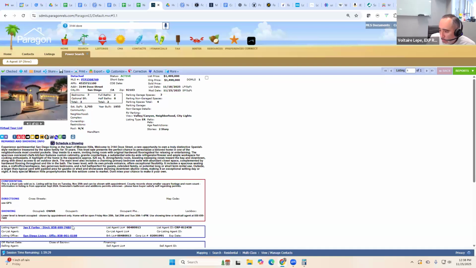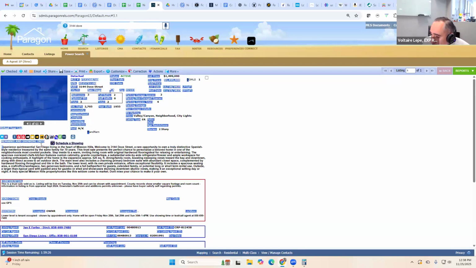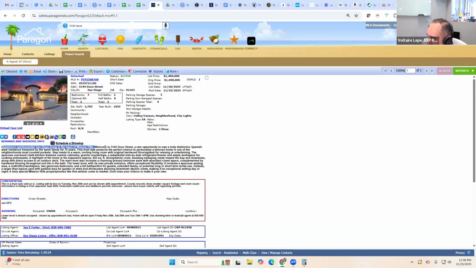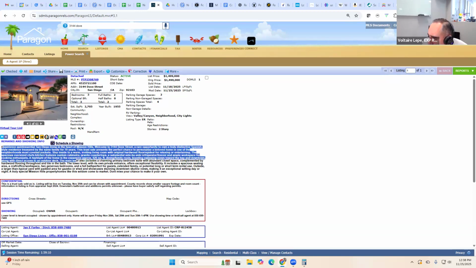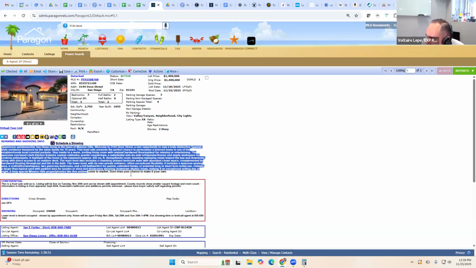All right, so now let me read it. Experience quintessential San Diego living, Mission Hills, Dove Street. Opportunity to own a truly distinctive Spanish style residence, 70 years in the same family. The trust sale presents the perfect chance to blah, blah, blah. A highlight of the home, expansive 625 square foot dining family room, boasting sweeping views. The main level also includes a charming primary bedroom suite with abundant closet space, complemented by hardwood floors, etc. A truly special Mission Hills home.